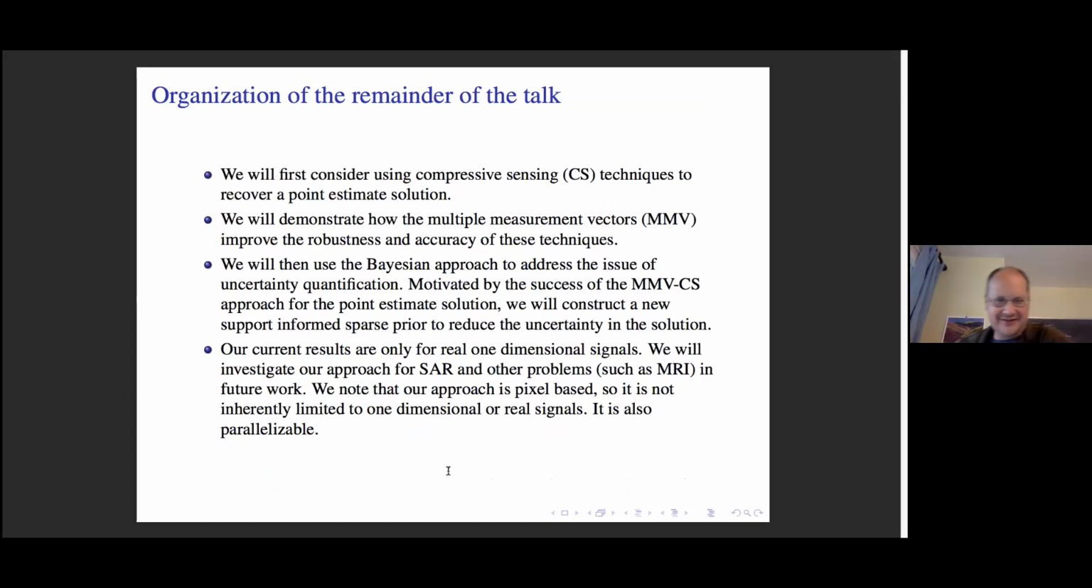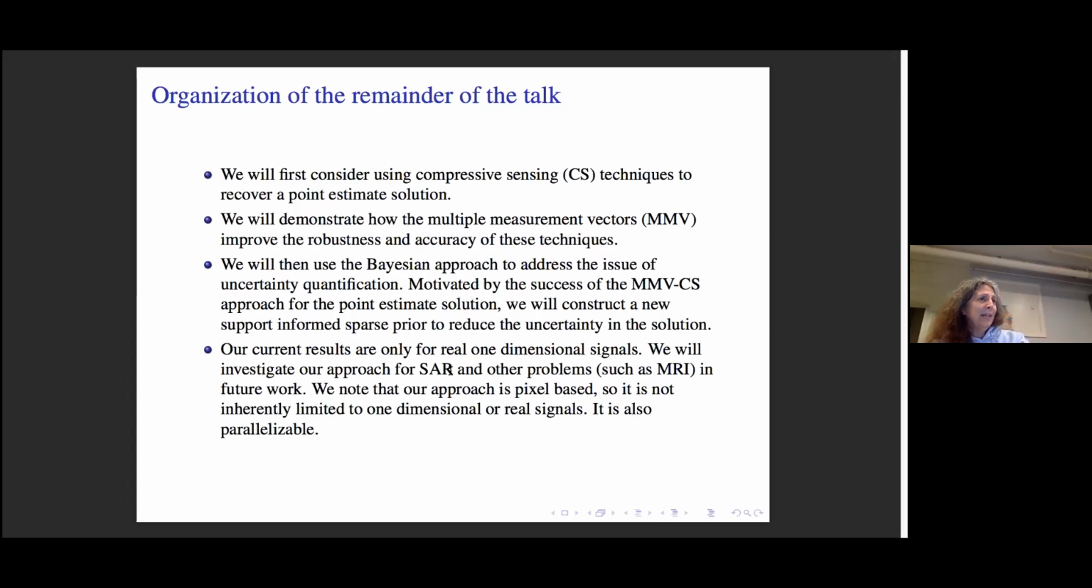So sounds right. Okay, so the rest of this talk, I'm going to do the following. This helps with the story and how we progress to where we are today, and hopefully it's a good way to present the material as well. We start off with how we use compressive sensing, and then we show how the multiple measurement vectors can be used to improve the compressive sensing. And then we move toward the Bayesian approach, with the thinking that what we were able to do with the multiple measurement vectors for compressive sensing is going to be useful when we go to this Bayesian approach.